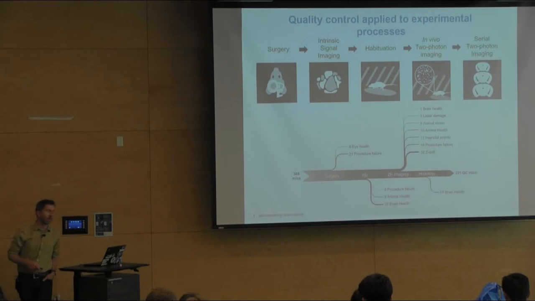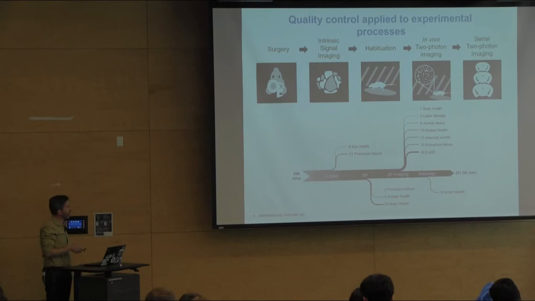One of the key things that we go through is a very rigorous QC process to set very well-defined standards for the data that we generate. Not all mice make it through the entire pipeline, and so we have 221 mice that have so far contributed to this data set.